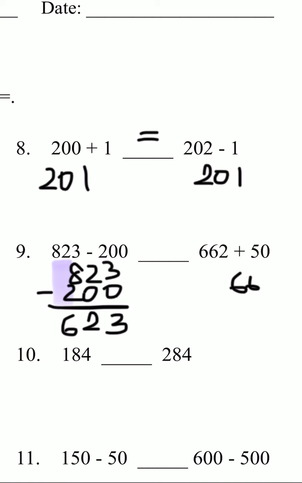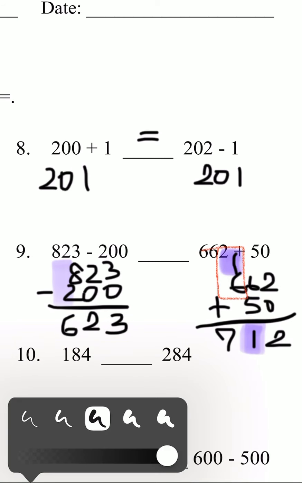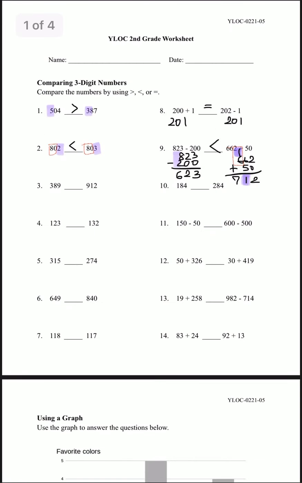This one would be 662 plus 50. 2 plus 0 is 2, and 6 plus 5 is 11, so the 1 goes there, and the other one goes up to the hundreds place. So we have 11, right? So 1 plus 6 is going to be 7. So 712 is our second number. 623 is less than 712. Okay, let's move on.